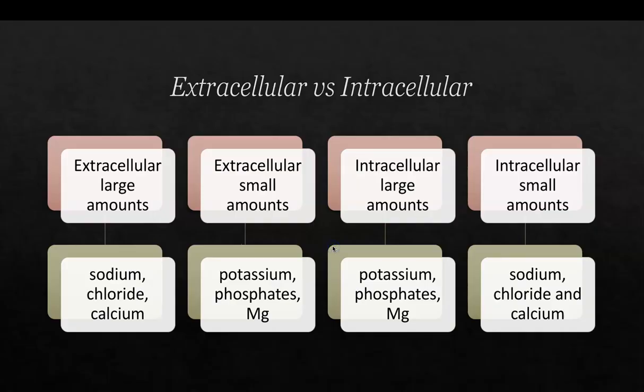So the big thing is understanding where these are located. This gives you the depiction of where the electrolytes are in quantities, whether they're in large amounts in the extracellular, small amounts in extracellular, large amounts in intracellular, or small amounts in intracellular. You can look at this and it gives you an idea of which of these are found in which area and in how much. Would you expect to see a lot or a little?